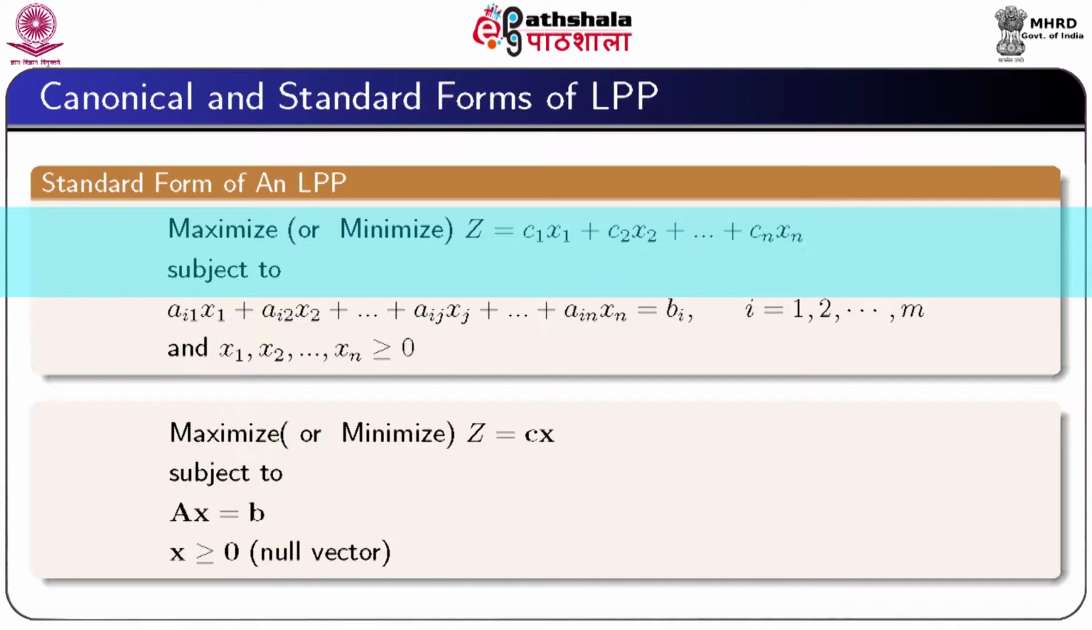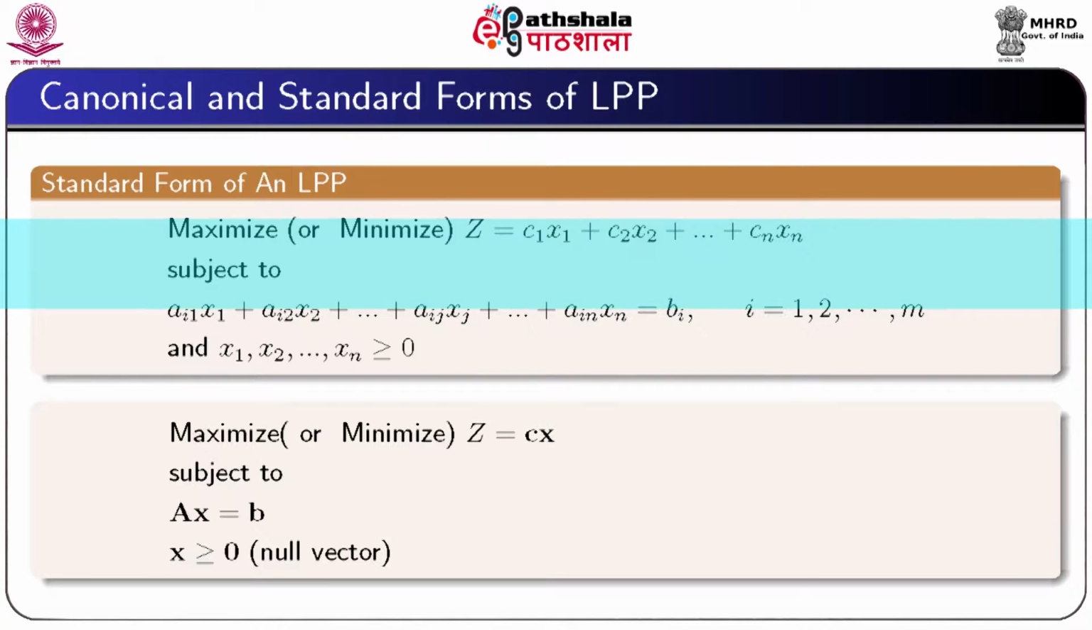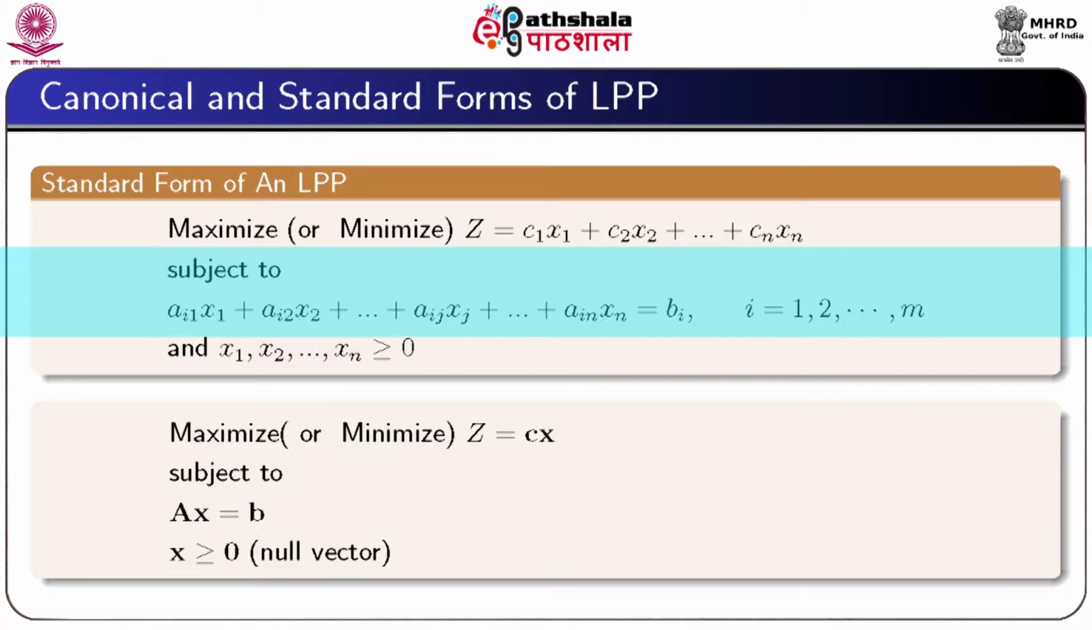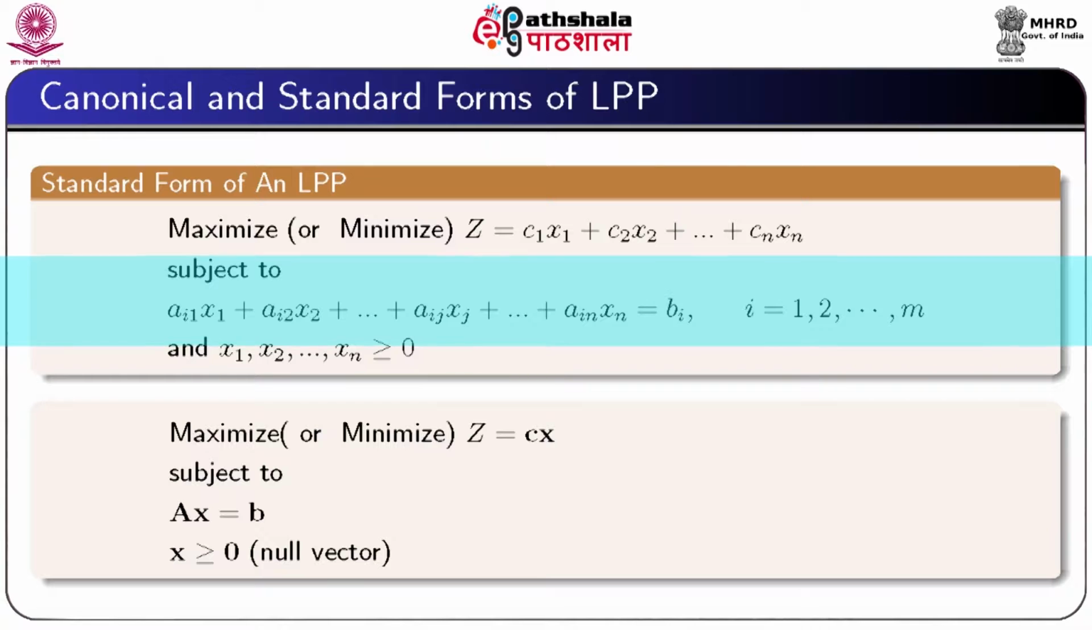Next, I would like to explain what we mean by standard form of an LPP. An LPP is said to be in standard form if all constraints are expressed in the form of equations except the non-negativity restrictions, and the right hand side of each constraint equation is non-negative.